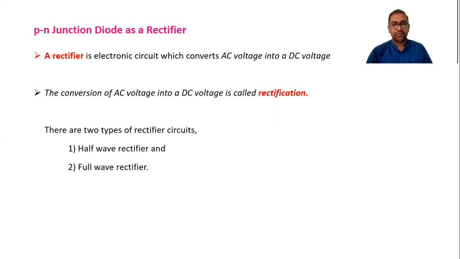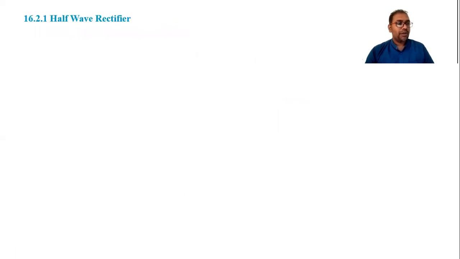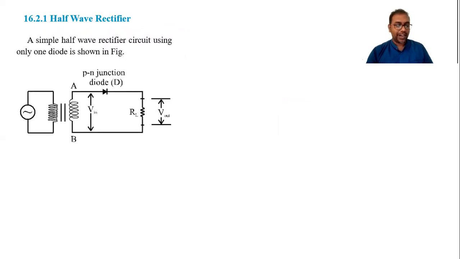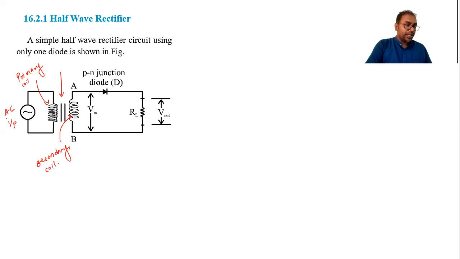So let me start with the half wave rectifier. The half wave rectifier is as shown below. Here you can see the circuit diagram for the half wave rectifier. This is the AC input we apply to the primary coil. This is the primary coil of the transformer. This is the secondary coil of the transformer. This part is called the core of the transformer.